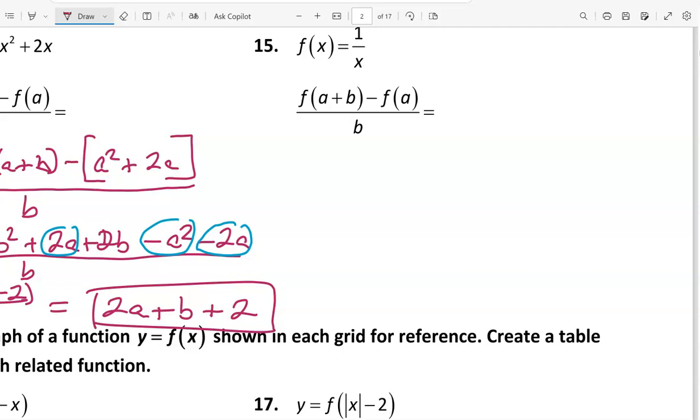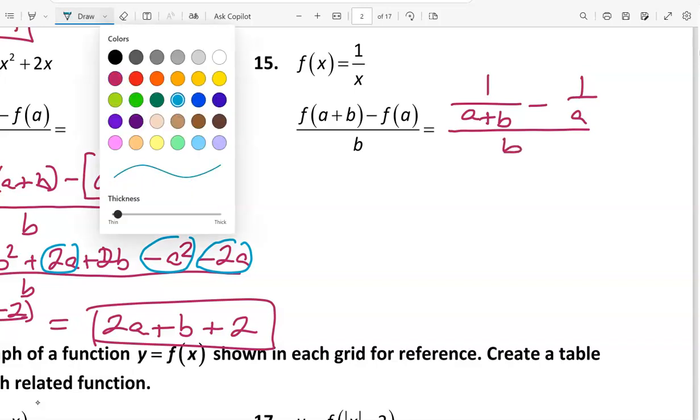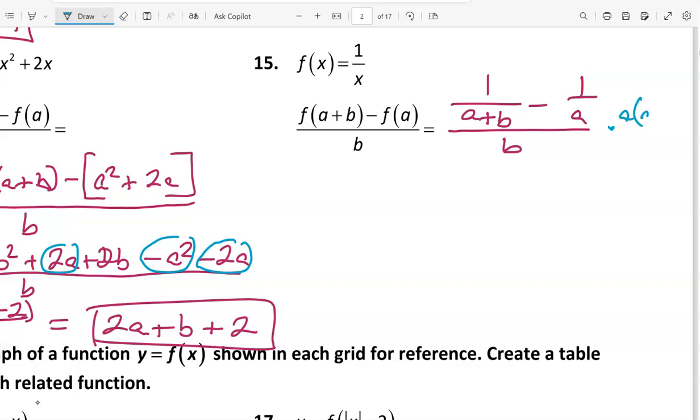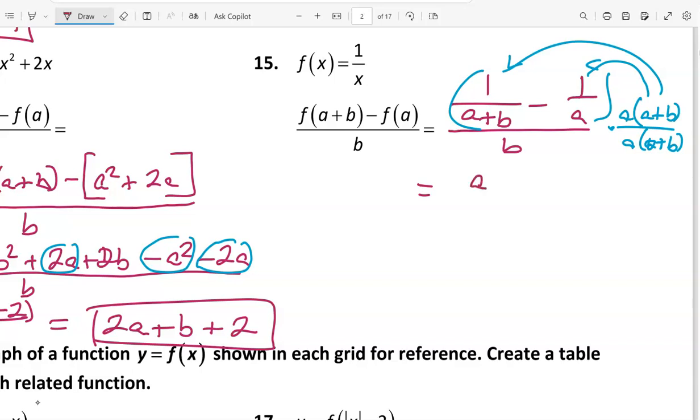In number 15, we have a similar expression. F of a plus b is 1 over a plus b, and f of a is 1 over a. And then that's all over b. We're going to simplify the complex fraction by multiplying by the least common denominator, which is a times a plus b. Now distribute to each of the terms, and that will leave us with a for a first term minus, and the quantity a plus b is left in the second.